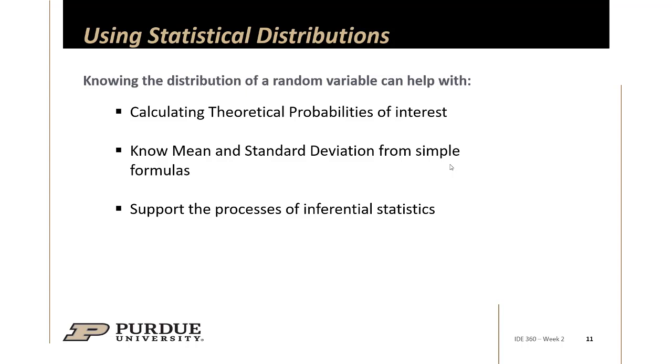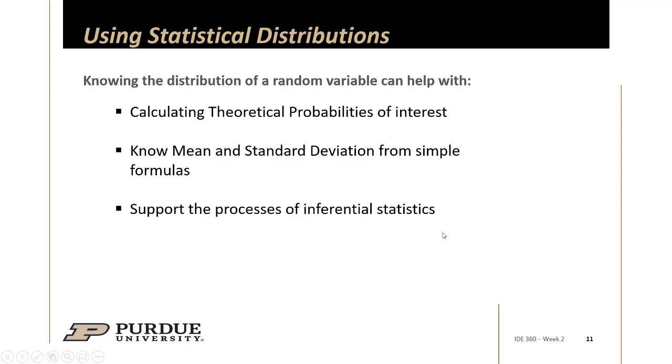Now that we know all those details about probability distributions, we can think about the benefits of using them once you know the distribution of a random variable. The main one is that you can calculate theoretical probabilities of interest. Instead of calculating all those integrals, you can calculate the mean and standard deviation from simple formulas. It also supports inferential statistics: if you know that the random variable distributes in a certain way, you can make more solid inferences.